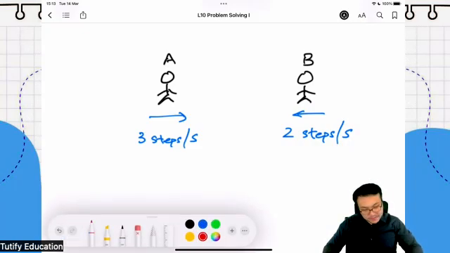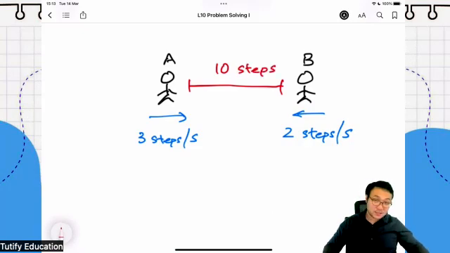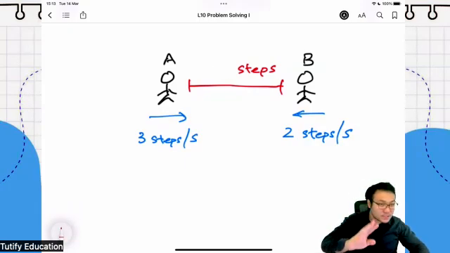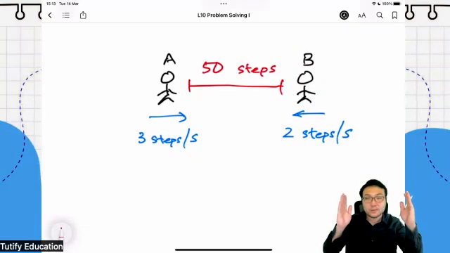Now the question comes. If they are 10 steps away from each other, how many seconds do you think they need to meet each other? 2. Very good, Alicia. Okay, now Alicia, you don't answer. Everybody else, I want you to answer. If they are 50 steps away from each other, how many seconds do you think they will take to meet each other?